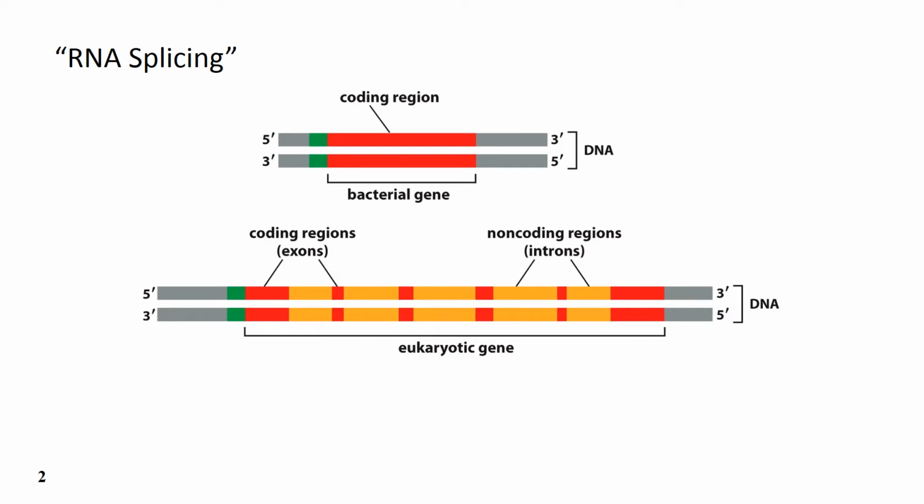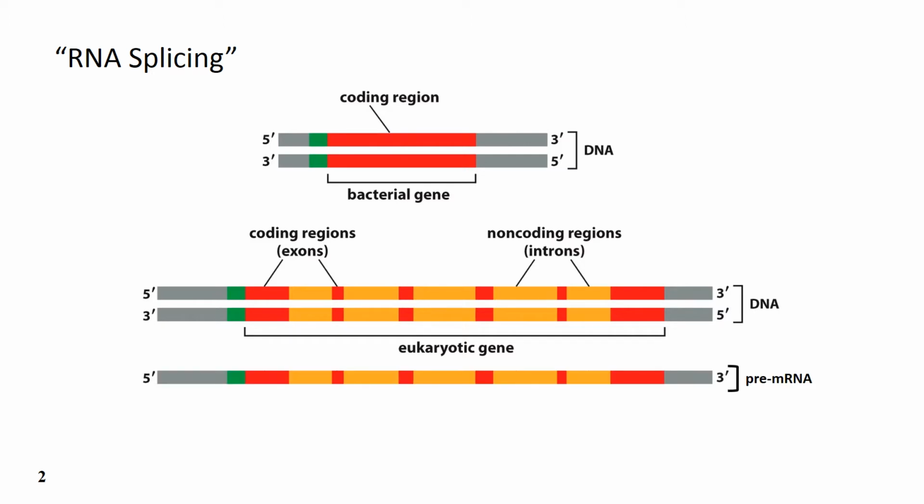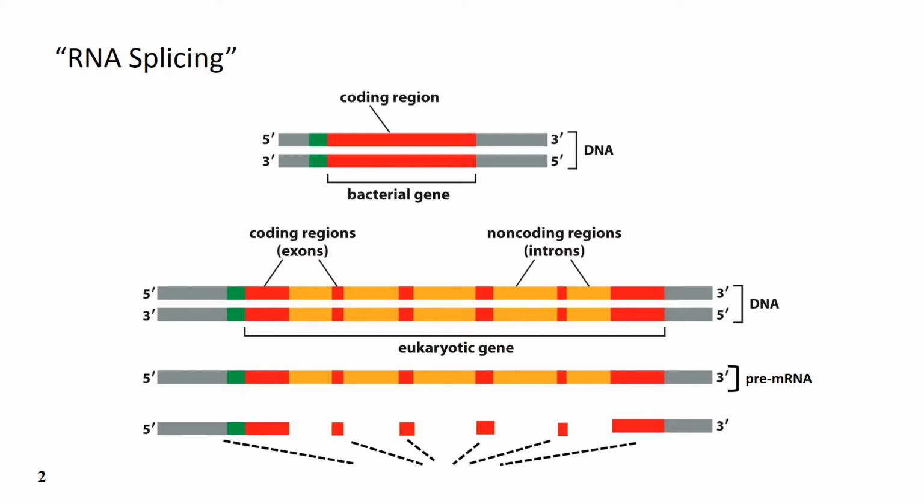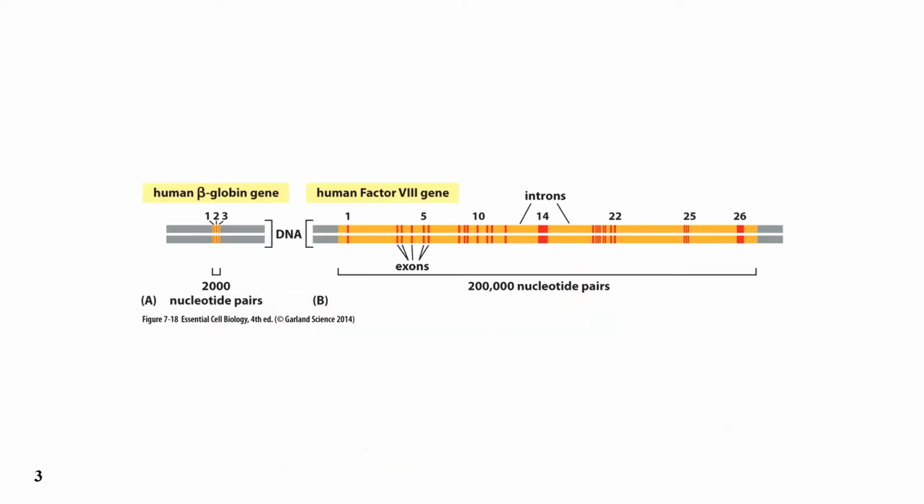The eukaryotic DNA then is transcribed to produce a pre-mRNA that contains both the coding regions and the non-coding regions. However, the non-coding intronic regions will be excised or removed, and the coding regions, the exons, will be spliced together to create the mature mRNA that will ultimately be translated to create the protein.